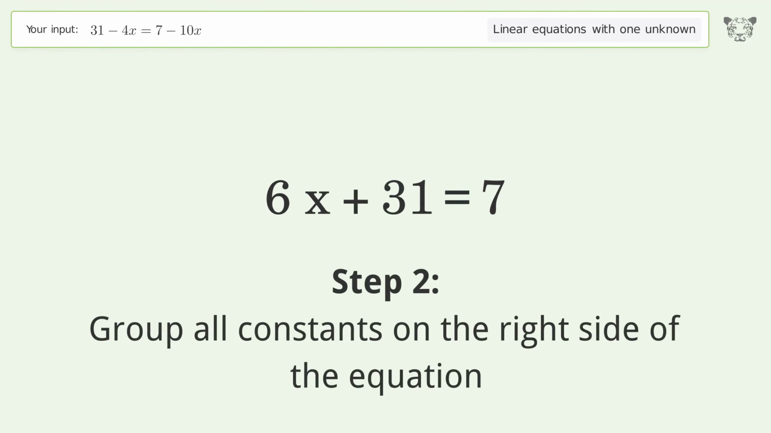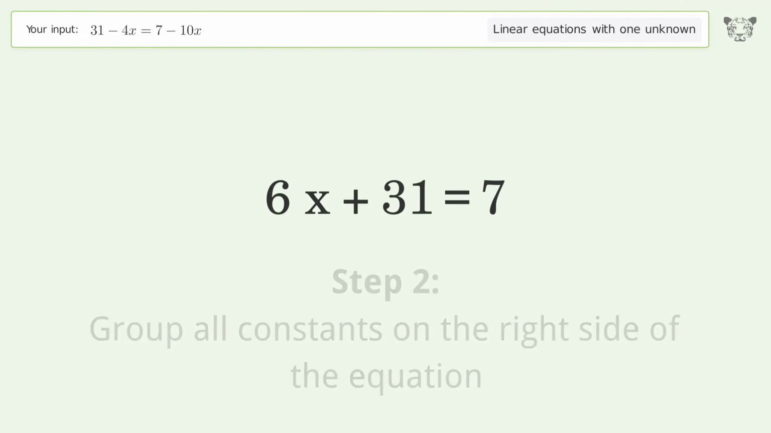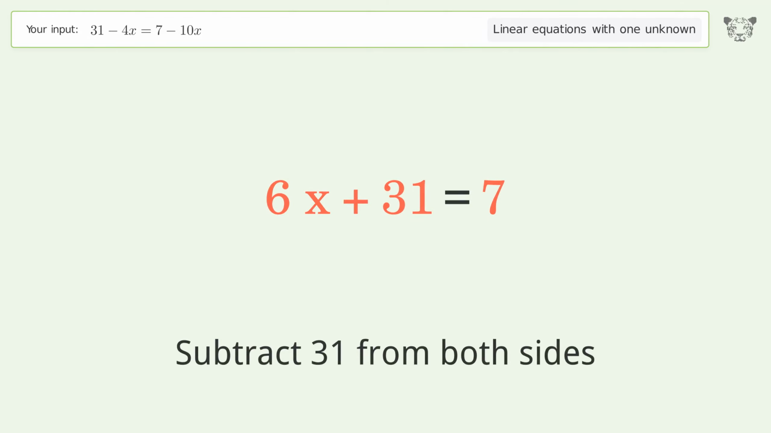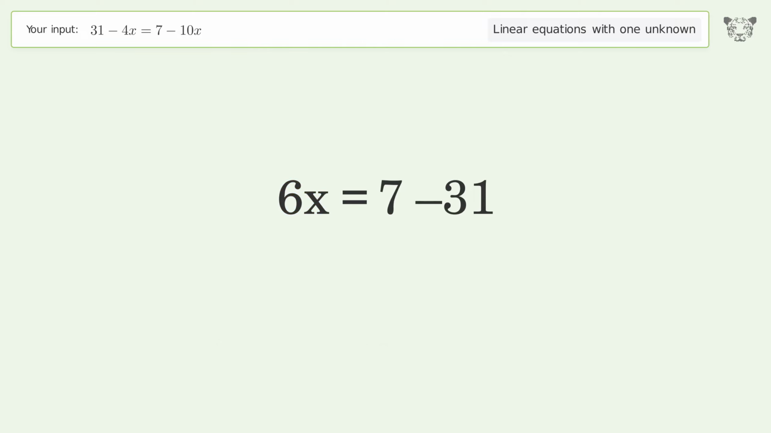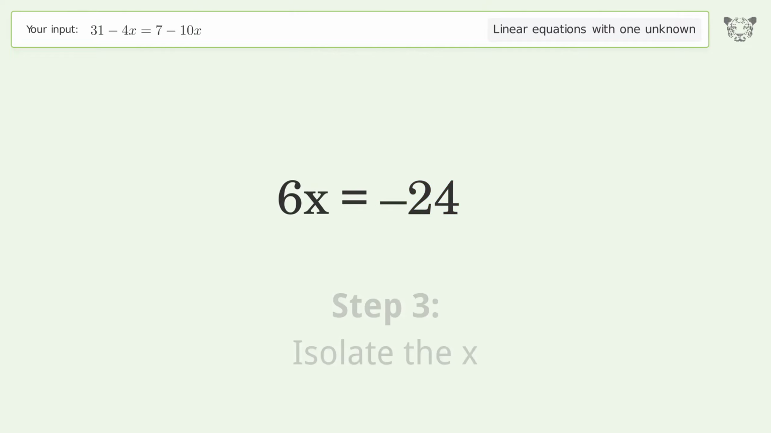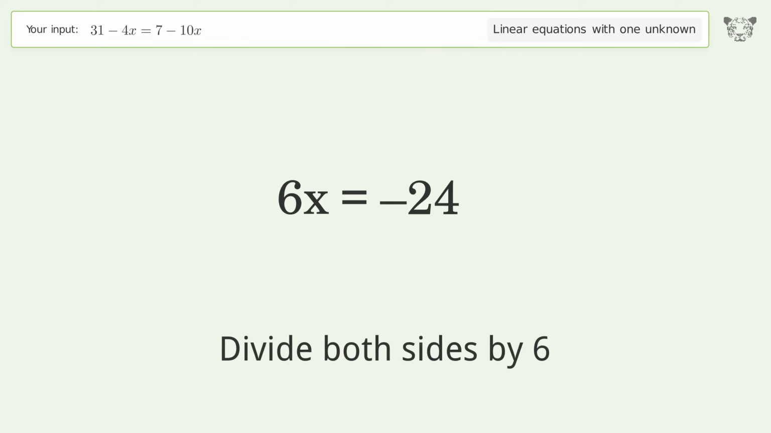Group all constants on the right side of the equation. Subtract 31 from both sides. Simplify the arithmetic. Isolate the x. Divide both sides by 6.